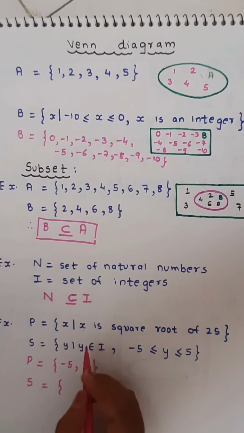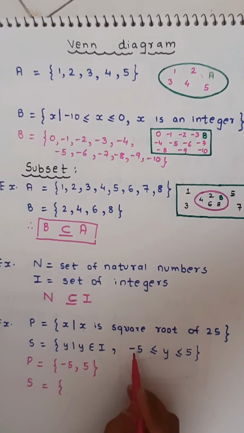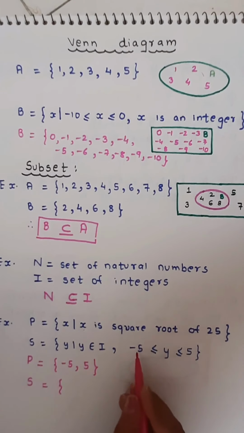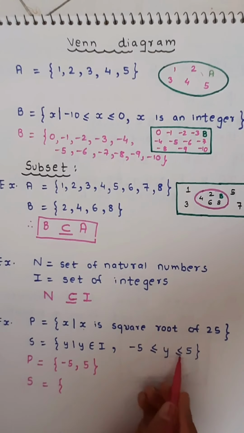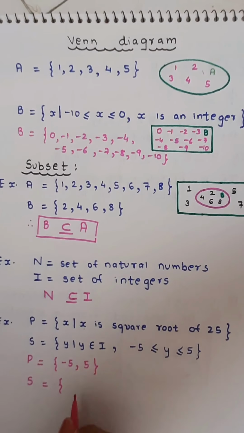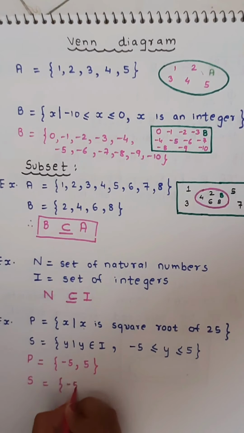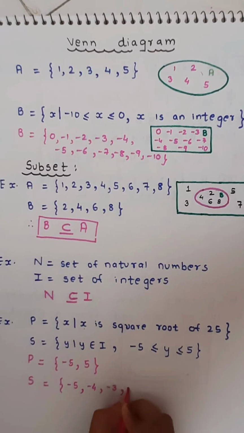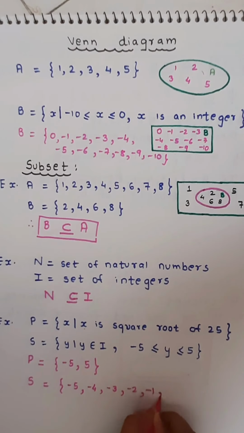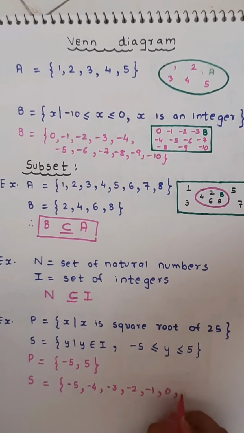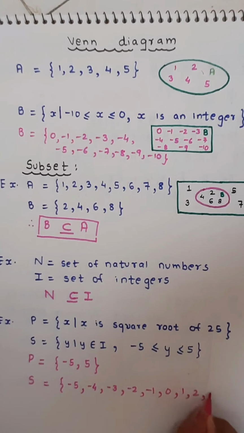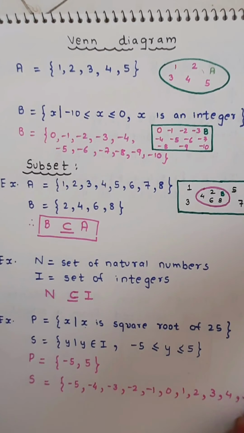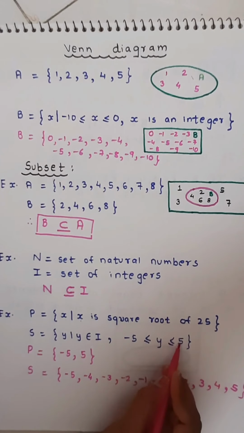So listing format means all those numbers, this y is in between minus 5 and 5. So which are those numbers which is between minus 5 and 5? Again you can see equal to sign also. So equal to sign means minus 5 is also included. So I'm going to write minus 5, minus 4, minus 3, minus 2, minus 1, 0, 1, 2, 3, 4 and 5, because it is equal to 5 as well. This symbol is equal to 5.